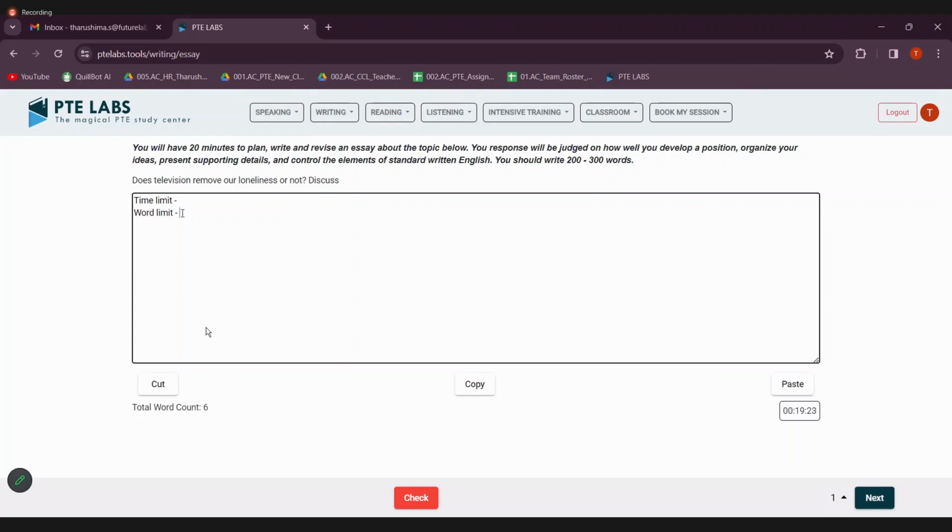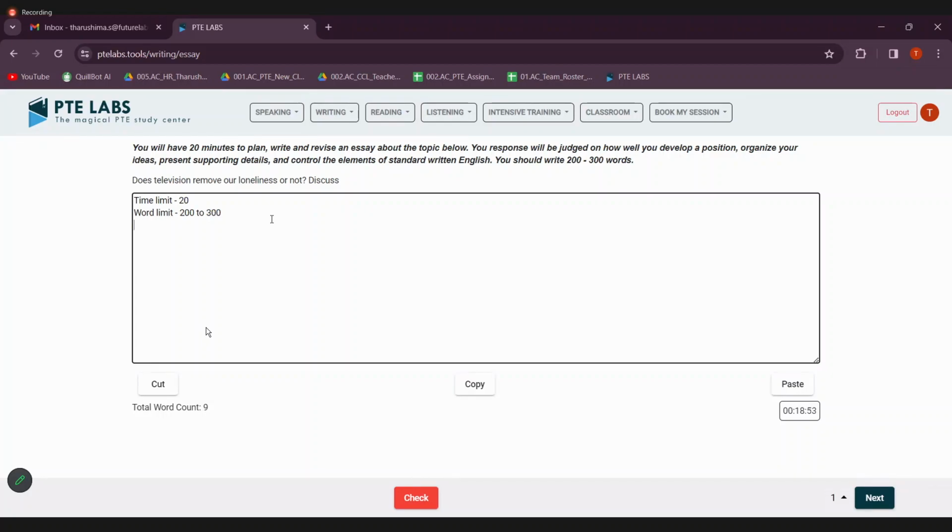The time limit is 20 minutes, correct? And the word limit is 200 to 300 words. Here as well, your marking will be based on the quality of your writing and how you present and organize your ideas.